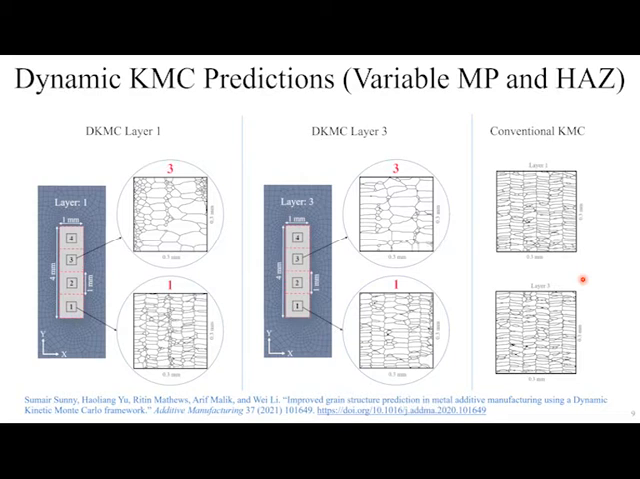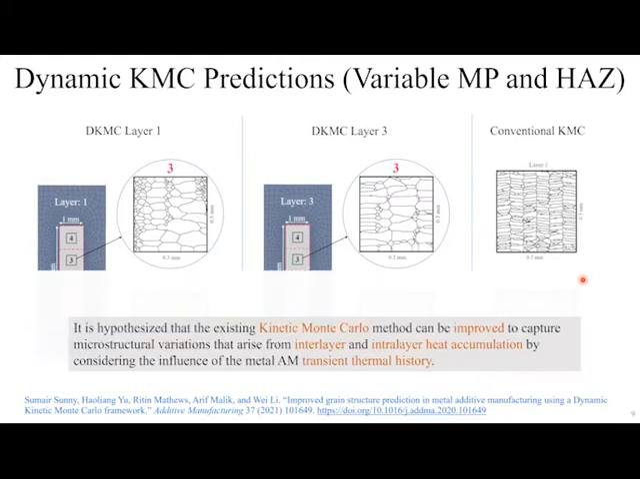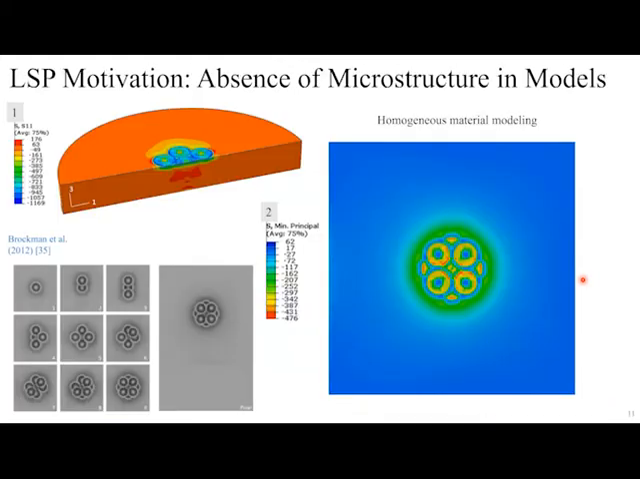Okay, so now what we do is we take this grain structure prediction, the dynamic KMC prediction method, and we're going to adapt this for use with laser shock peening. So what is the motivation? Well, in almost all of the laser shock peening models, either homogeneous isotropic material properties or something like those are assumed.